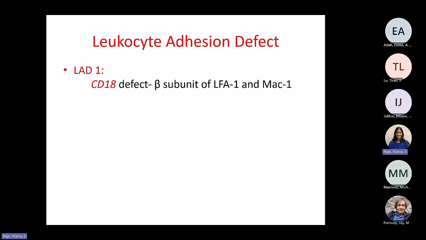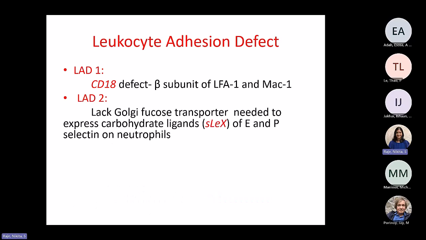integrins. And if CD18, the beta subunit of LFA1 and MAC1, is affected, you get what is known as leukocyte adhesion type 1. LAD type 2, anyone know what's affected here? Go ahead, Sean. SLEX? Yeah, what does that stand for? So maybe I didn't mention, it's the selectins, or the Sialyl Lewis X that is affected.